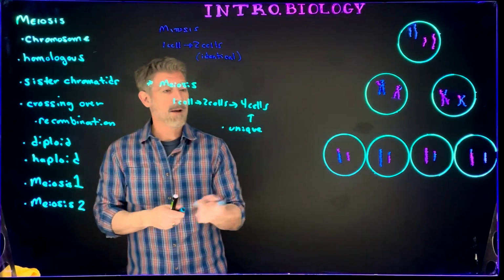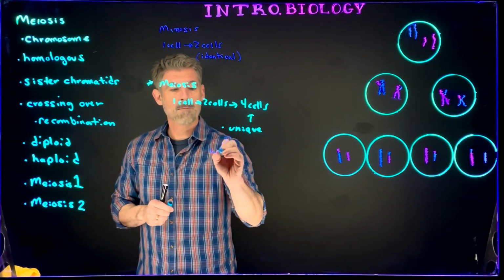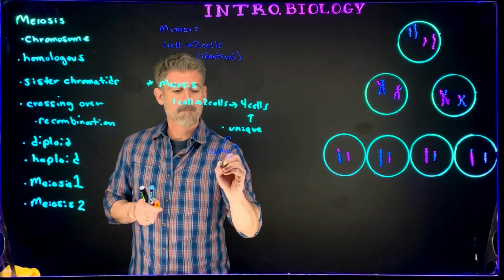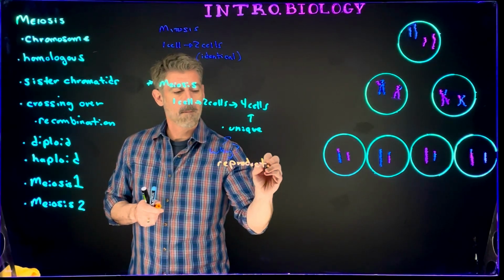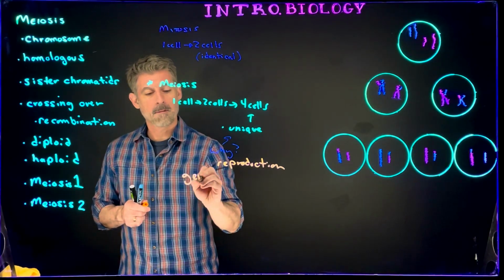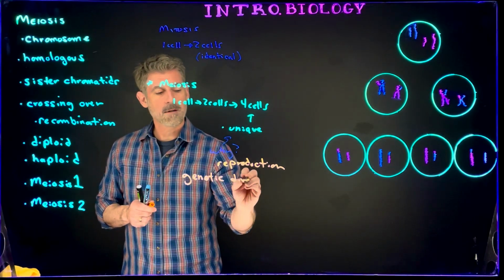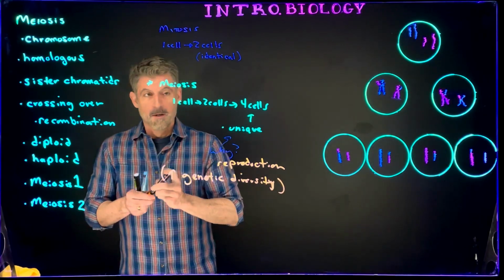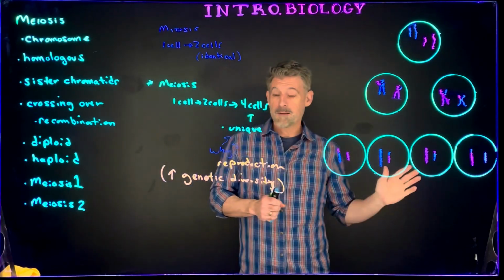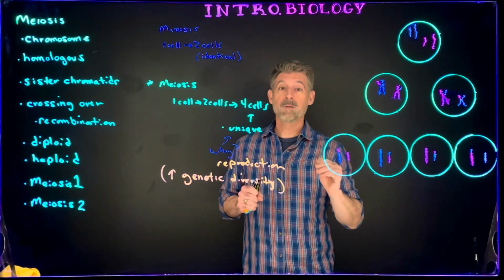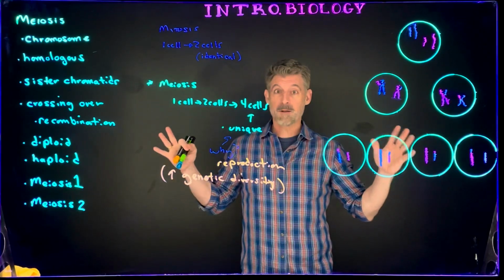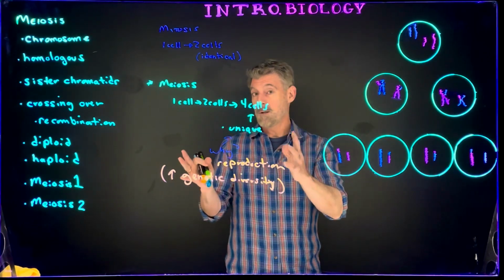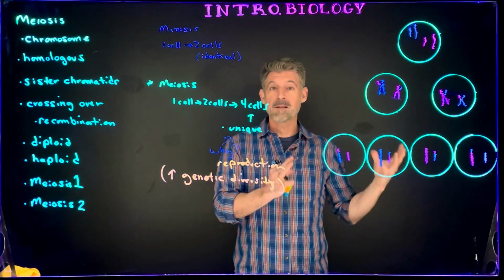So what's the purpose of meiosis? Again, why do this? It's typically for reproduction, and to get some genetic diversity, or to increase genetic diversity. This is going to be a theme throughout the rest of the course, because, taking the big picture from this point forward, we're looking at the process of meiosis to lead into genetics and inheritance.